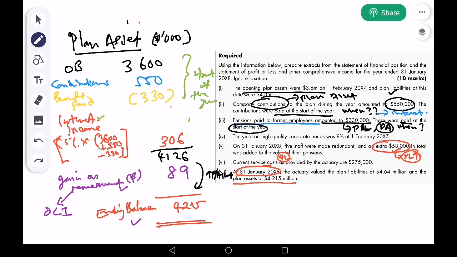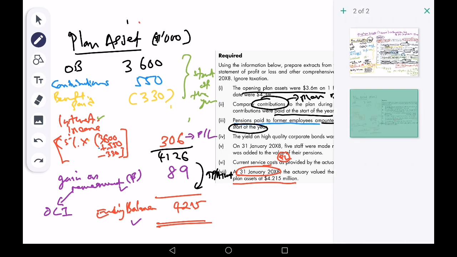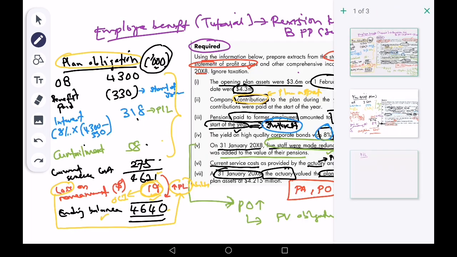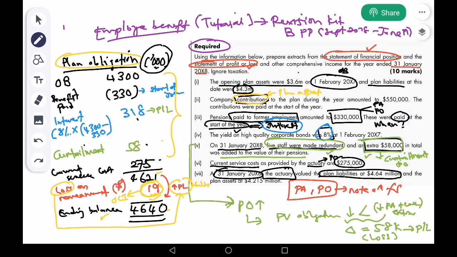Class, which part enters P&L? This one. Come, we do it together. What will we enter in P&L now? We see from the obligation first. From the first part, the plan obligation. Interest 318. Curtailment, because in the loss you see, loss 58. Current service cost 275. Okay, 318, 58, and 275.